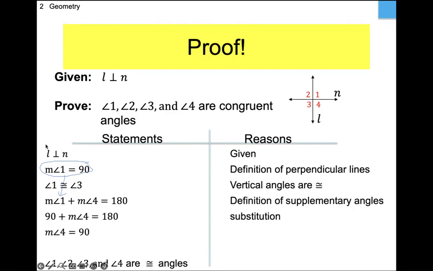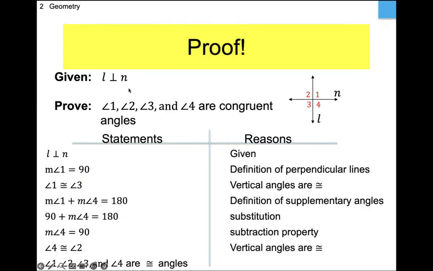So let me do this in red. What do we have now? Well, we have the following. We have that 1 is 90. 1 is the same as 3, so therefore 3 is 90. And now we just said 4 was 90. We're only missing 1, and that's the measure of angle 2. And can you see how we're going to get that one? Yeah, look at 2 and 4. 2 and 4 are vertical to one another, so therefore they are congruent.